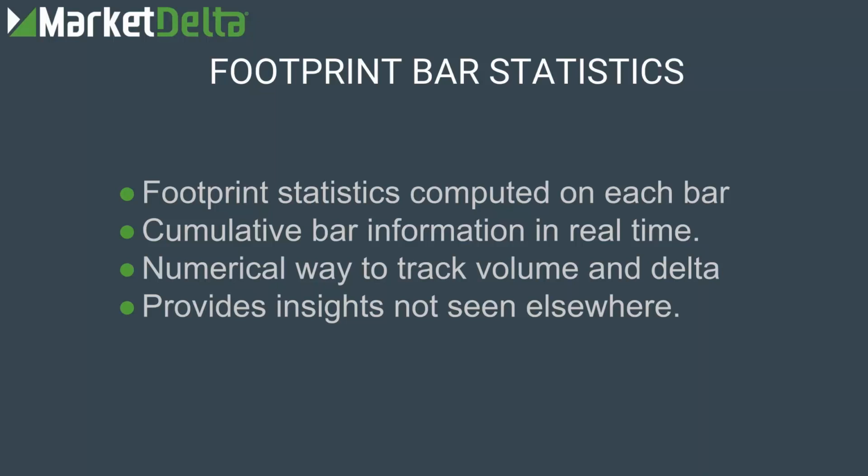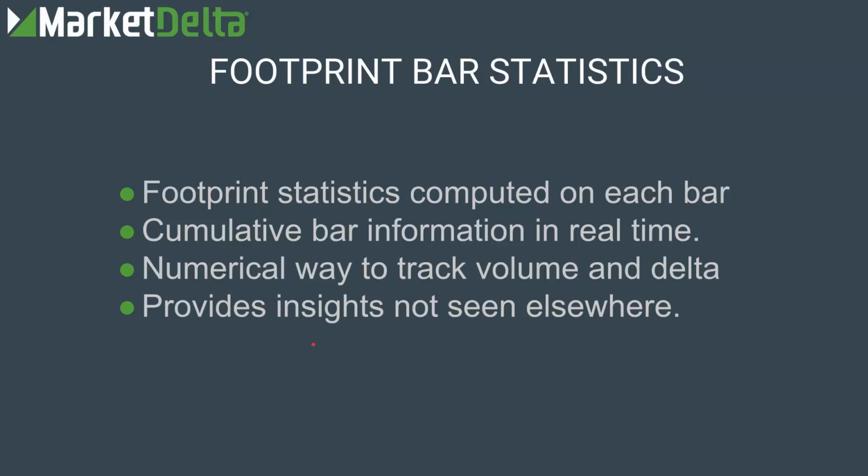Footprint bar statistics. It's been a while since we've done much on this, and this is one that I actually look at personally. It's footprint statistics that's computed on each bar. So it's numbers. It's not part of the footprint bar. It's actually a study that gets applied at the bottom of a chart, with just a bunch of statistics. So it's cumulative. It basically is everything that happened in the bar in a single statistic. It's a numerical way to track volume and delta, and it provides insights not seen elsewhere.